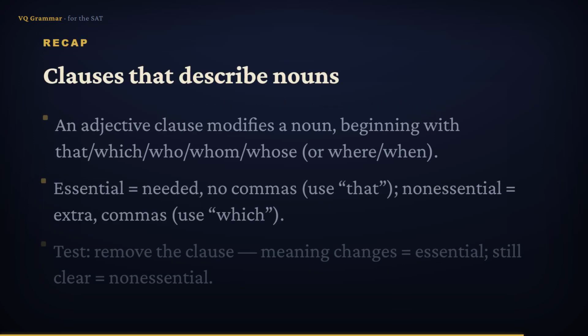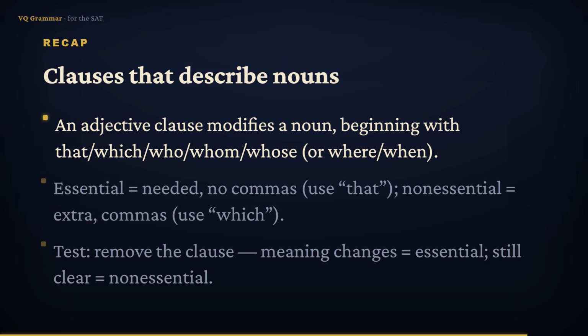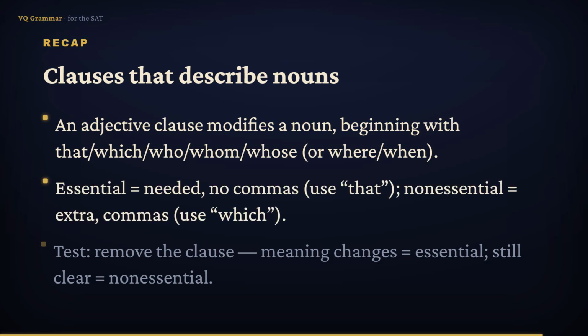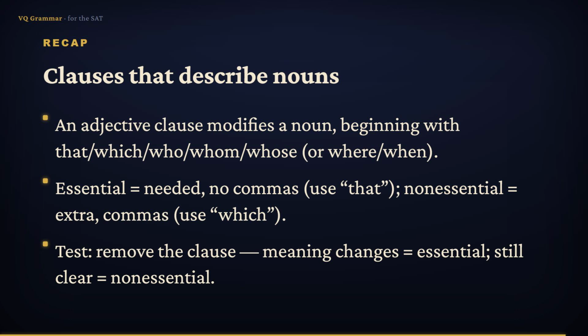Let's bring it together. An adjective clause is a subordinate clause that describes a noun, usually beginning with a relative pronoun, like that, which, who, whom, or whose. If the clause is essential, needed to identify the noun, use no commas and often the word that. If it's non-essential, just extra information, set it off with commas and use which. The quick test is to remove the clause. If the meaning changes, it's essential. If the sentence still stands, it's non-essential.